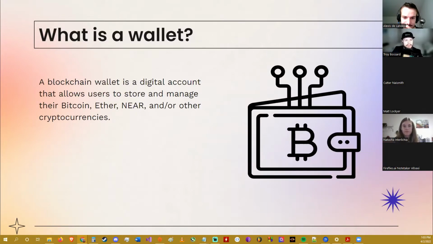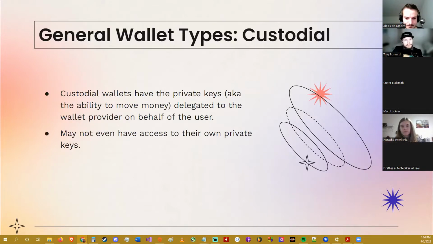A blockchain wallet is a digital account that allows users to store and manage their Bitcoin, Ethereum, Near token, and or other cryptocurrencies. There are two different general wallet types. The first wallet type we have is a custodial wallet type. Custodial wallets basically have the private keys, aka the ability to move money, delegated to the wallet provider on behalf of the user. And by nature of their design, users may not even have access to their own private keys. So you're delegating the responsibility to permission the transfer of money to the wallet provider.